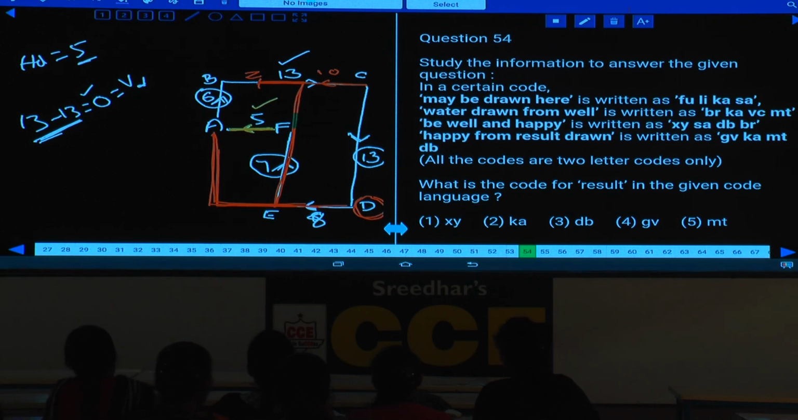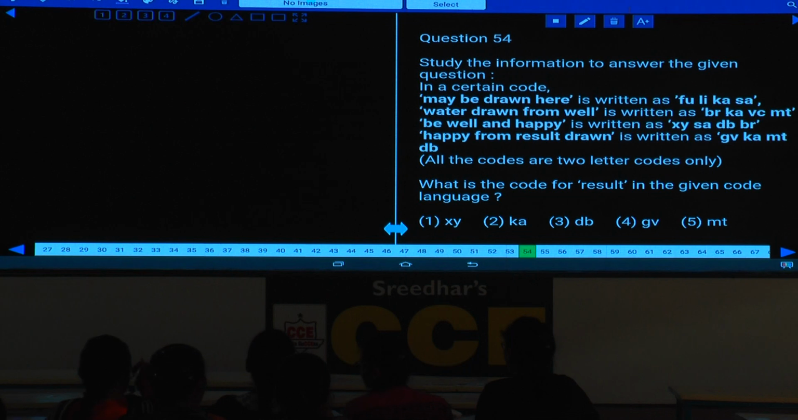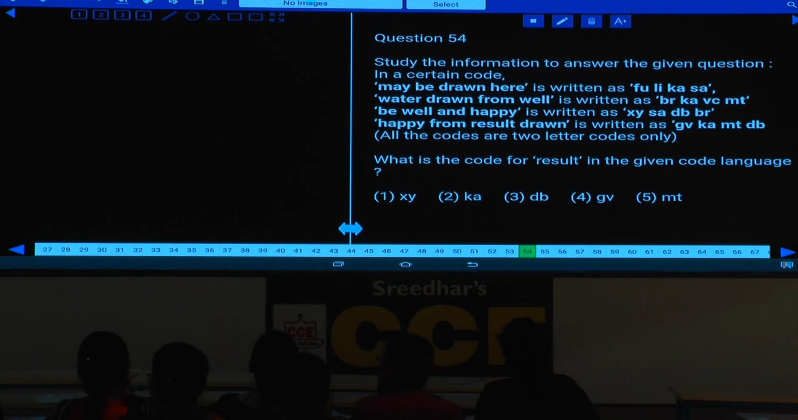Now, questions 54 to 58 are based on coding and decoding. In this coding and decoding, how many statements are there? In total he has given 4 statements. Then compare the first and the second. If you compare these two, "may be drawn here" and "water drawn from well", tell me what is the word which is common between these two.